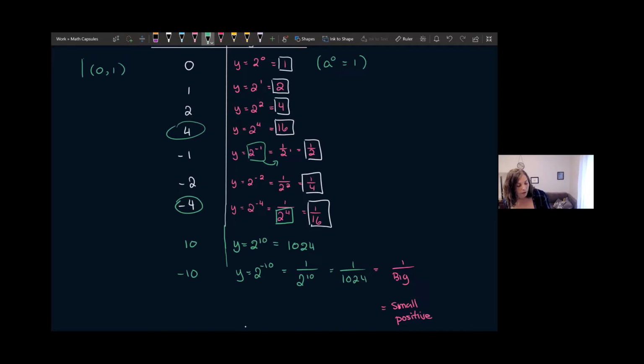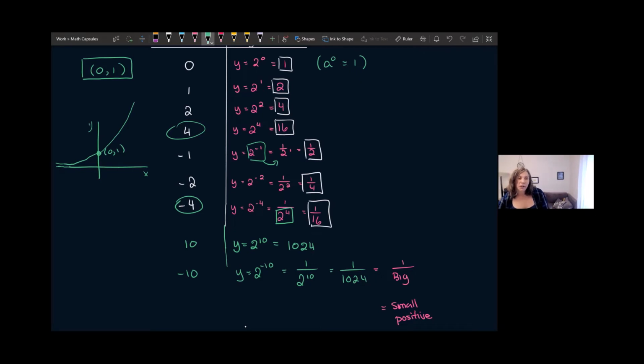This graph is going to pass through the point 0, 1. On the right-hand side, it's going to grow very quickly. On the left-hand side, it's going to have smaller and smaller and smaller values as x becomes a bigger and bigger negative number. But those small values are always going to be positive. They're never going to reach 0. They're just going to get closer and closer and closer to 0 as I move out to the left. They'll never be 0 and they'll never be negative. That's enough to give me the rough sketch.